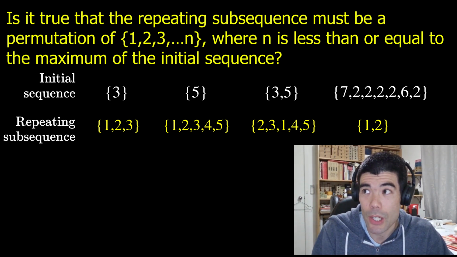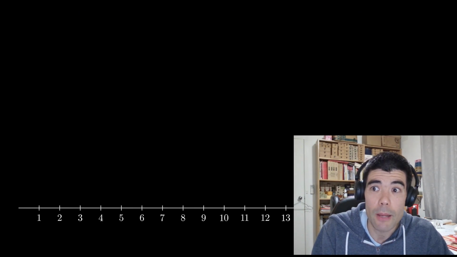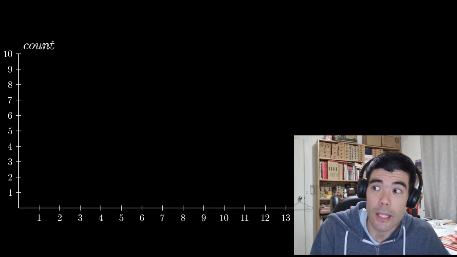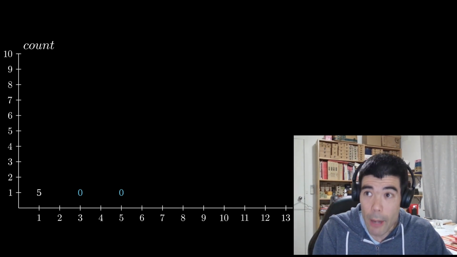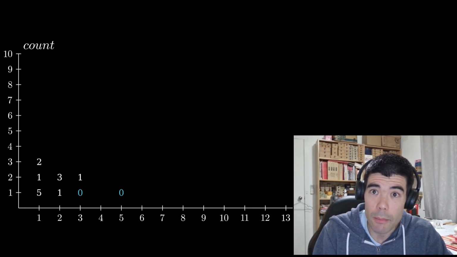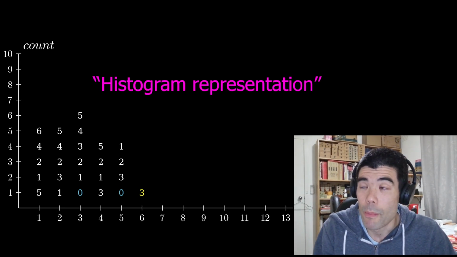In order to answer this question, I'm going to show a new way of representing the sequence. I'm going to use an xy plane where the x-axis represents the number and the y-axis represents the count. So a bit like a histogram, but I'm actually going to write the numbers in the plane, so in the bar where the histogram would be, so kind of like a dot plot with numbers. I'm just going to call it a histogram representation.